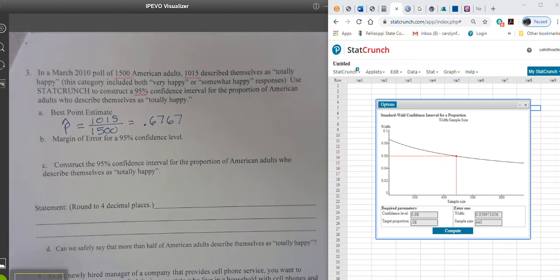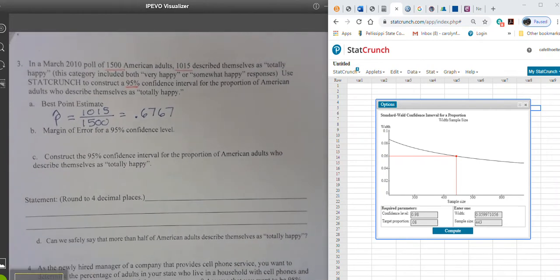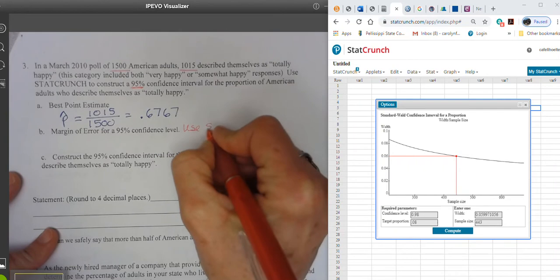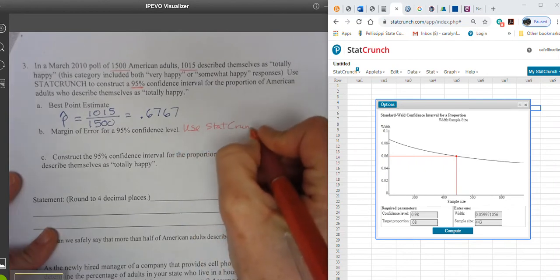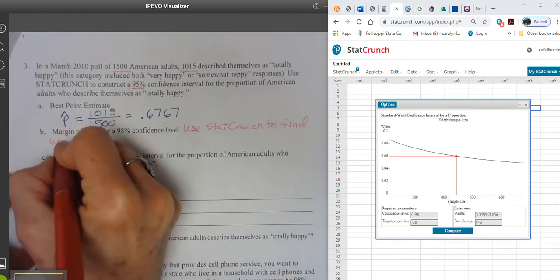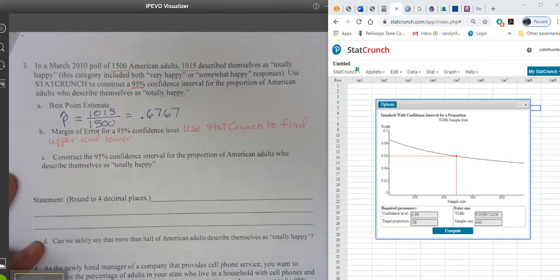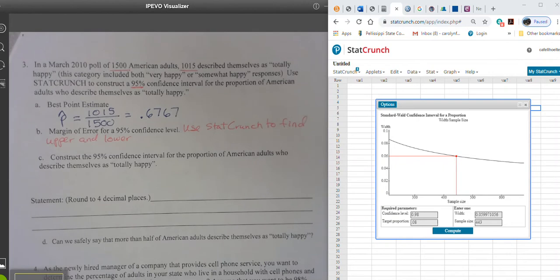Now we are going to figure out what the margin of error is. Just like in the problem before, when we computed the margin of error using the upper and the lower limits, I'm going to do the same thing here, but I'm going to use StatCrunch to find my upper and lower limit. And then we can use those numbers to figure out what E is, what the margin of error is. So I'm going to show you how we do that in StatCrunch.